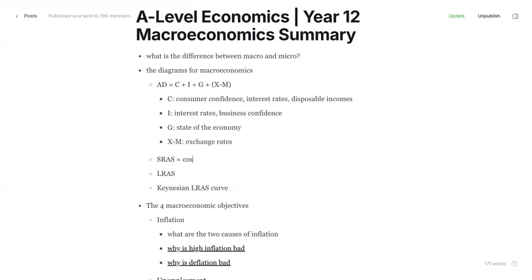SRAS is affected by costs of production. And there are just a few that we should be aware of. Wages, raw material prices, and another good one could be exchange rates. Also other stuff like price of technology or anything sensible that you can think of, that would be a cost of production. If any of these increase, cost of production will increase. If cost of production increases, SRAS will shift to the left.